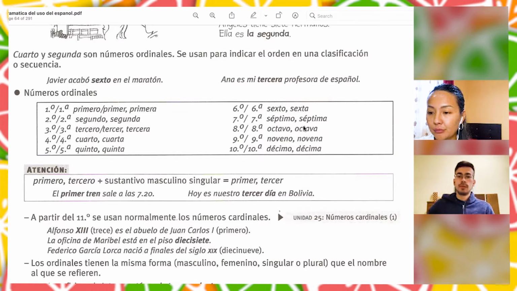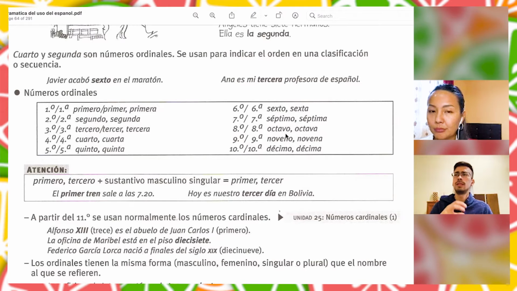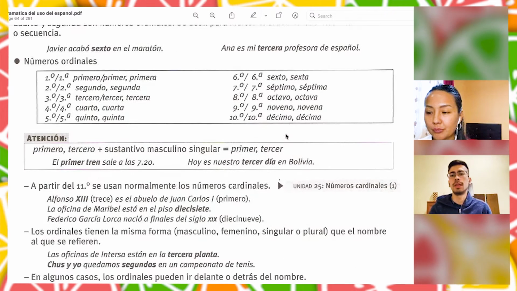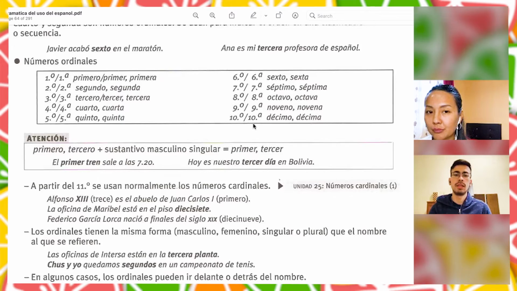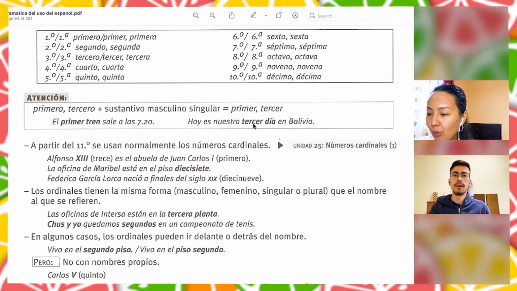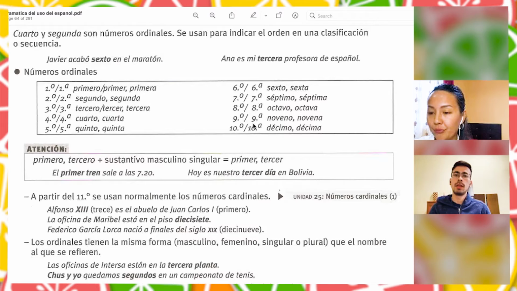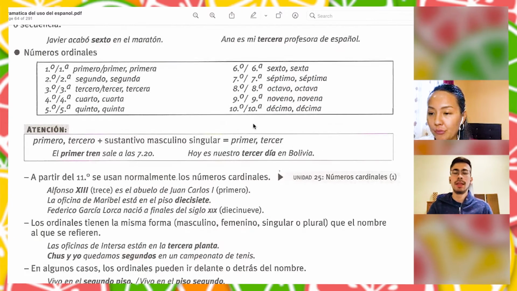Then 20, 30, it will be difficult. So we can use cardinal numbers after 10. So pretty much we need to remember only this from first to the 10th. Yes, the most needed one.